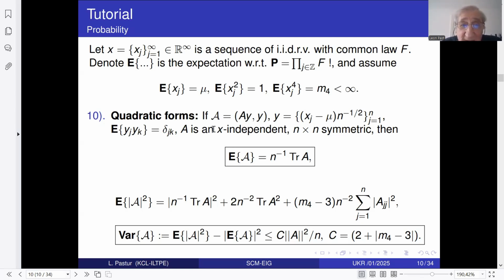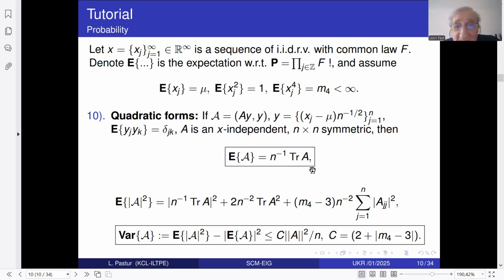And then I would like to consider a quadratic form. Given a matrix A, not necessarily n by n, not even necessarily Hermitian, I write this quadratic form with respect to a random vector, which is my x's, not just centered, called in probability a centered random variable. You subtract the expectation, times the square root of n.